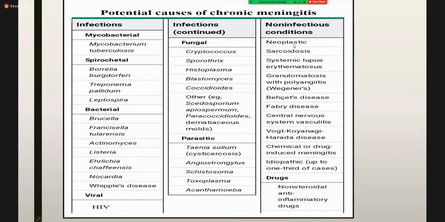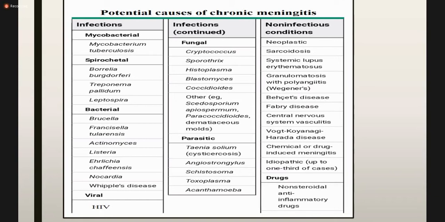And apart from these infective causes, there are certain non-infectious conditions which are also associated with chronic meningitis, and these may be neoplastic etiologies or certain other systemic illnesses like sarcoidosis, SLE, and other different disorders including Fabry's disease and Behçet's disease also.